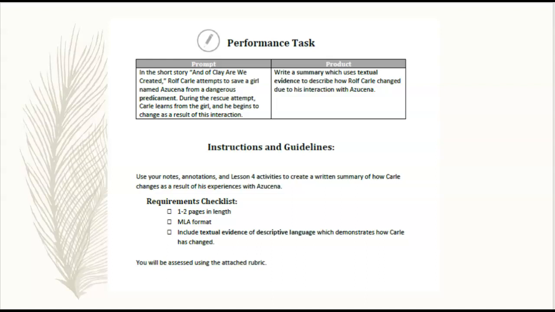You're going to be writing a summary that uses the textual evidence, and again, if you did the chart, you already have the textual evidence to describe how Rolf Karl changed due to his interaction with Azucena. Remember, this is supposed to be typed in MLA format, and you are going to need to cite the evidence, okay? And that is it.